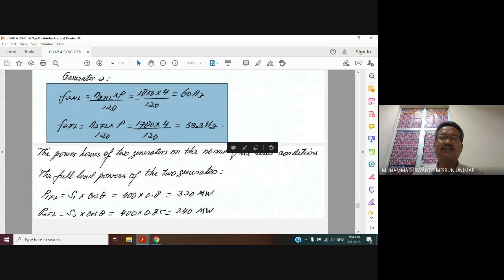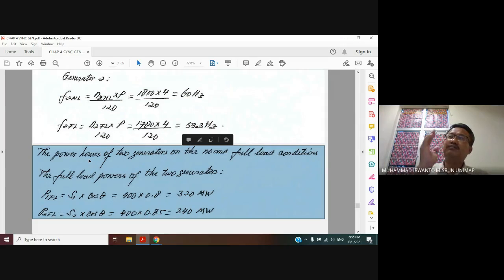So we have obtained the value of no load frequency for generator 2 is 60 Hz, for the no load speed 1,800, and the number of poles of generator 2 is 4. And then the full load frequency of generator 2, because the full load speed for generator 2 is 1,780 RPM, multiplied by 4 divided by 120, we obtain 59.3 Hz.